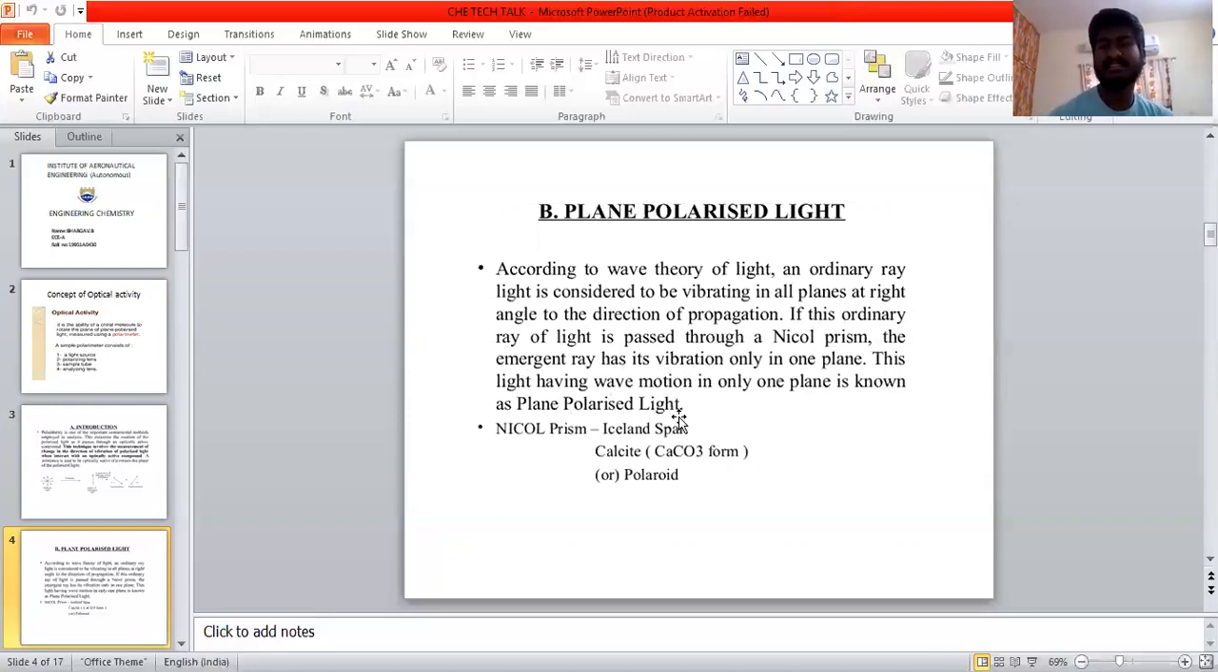What this basically means is that the light usually vibrates in all the planes at 90 degrees. When this light is passed through a Nicol prism, or we can even call it a polaroid, it vibrates in only one plane. When the light is vibrating in only one plane, we call it plane polarized light. So we are using a Nicol prism. This Nicol prism is also called a polaroid.